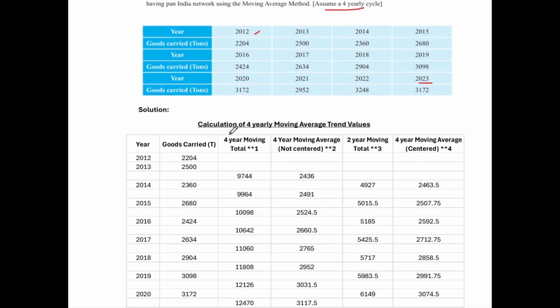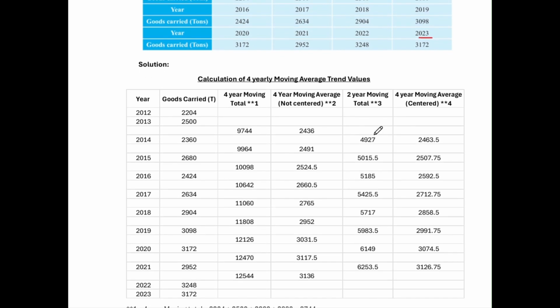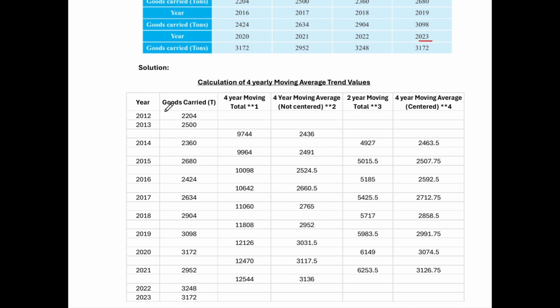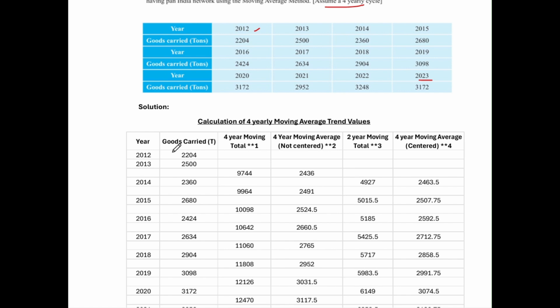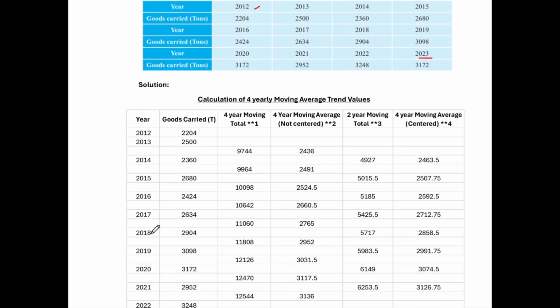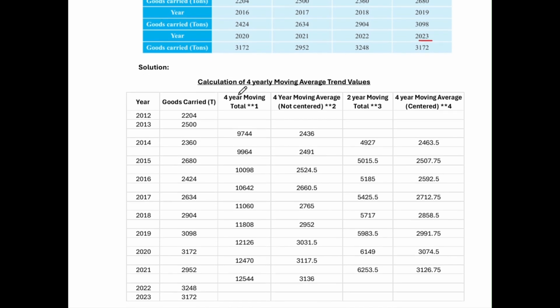Now we will calculate the 4-yearly moving average trend values. First, we will jot down the year details from 2012 to 2023. We can make a simple table stating the year details. Now we will place the respective goods carried details against each year, as given in the question. First, we will calculate the 4-year moving total.